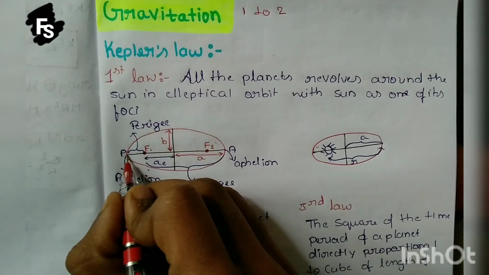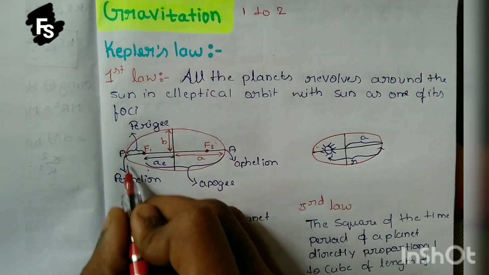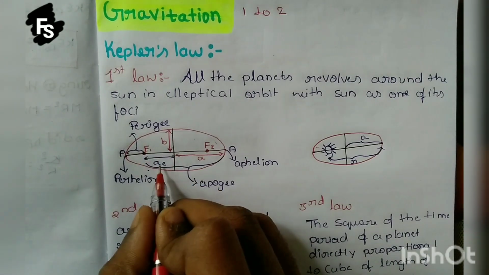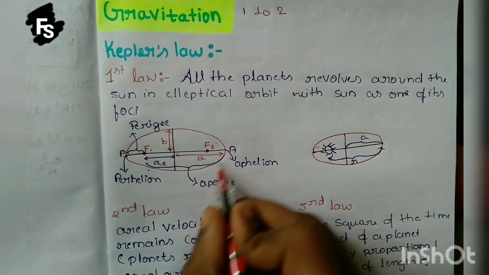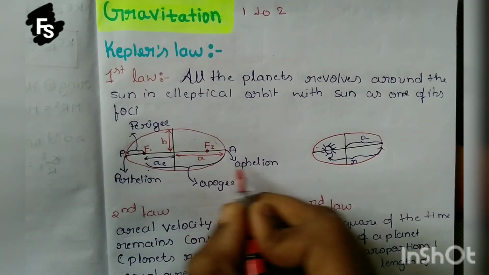This is the planet, F1 is focus 1. The closest point is known as perigee, or perihelion, and the farthest point, near F2, is known as aphelion, or apogee. This is B and this is A. This is aphelion.